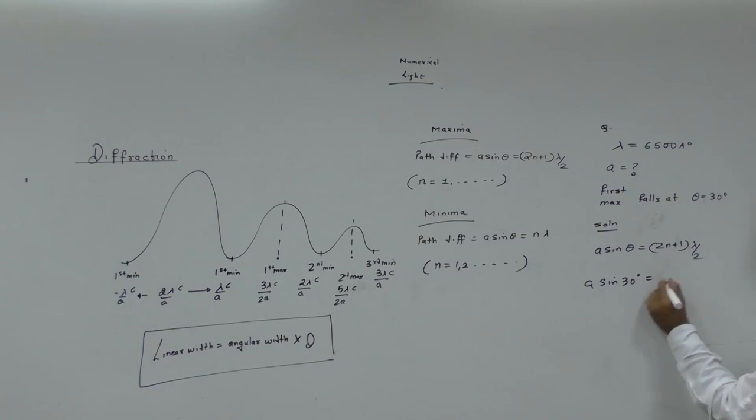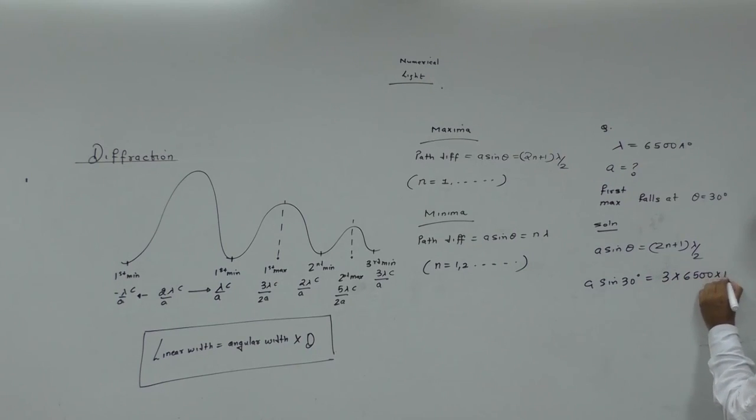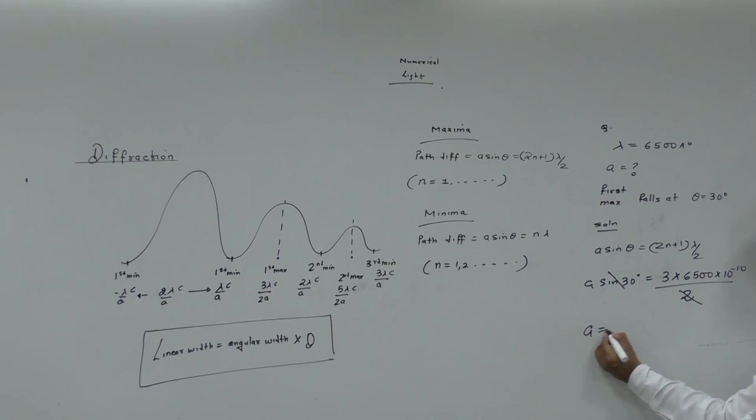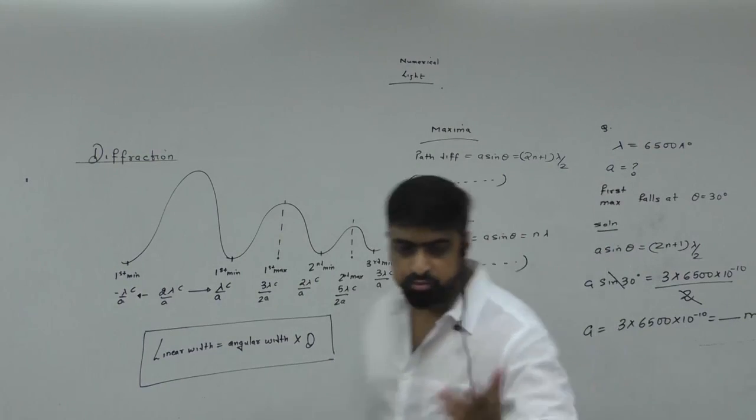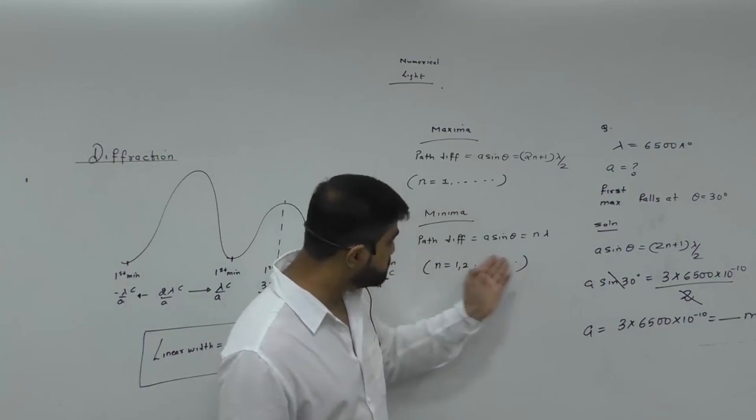So 2 times 1 is 2, plus 1 is 3. Lambda is 6500 Armstrong, that is 10 to the power minus 10, by 2. What will sin 30 be? Half, and this 2 cancels. So the value of a will be 3 into 6500 into 10 to the power minus 10 meters. You get the answer. Okay? If minima is asked, then use the minima condition.